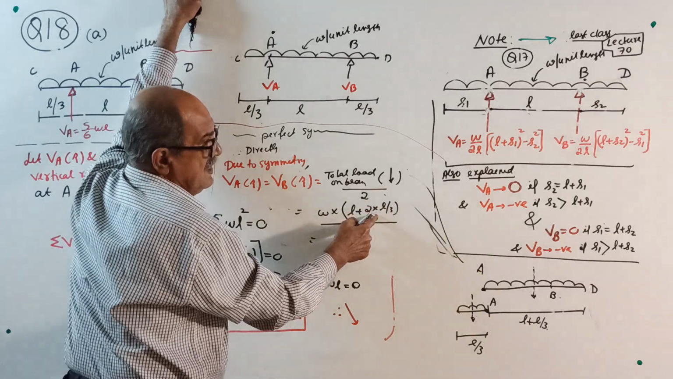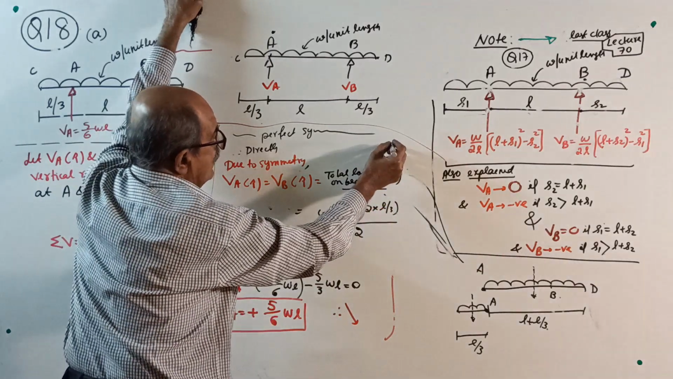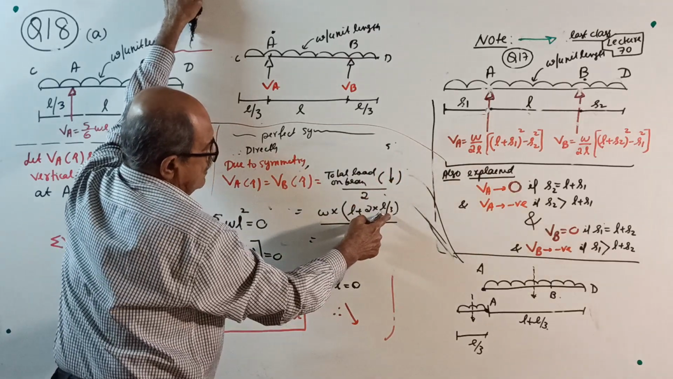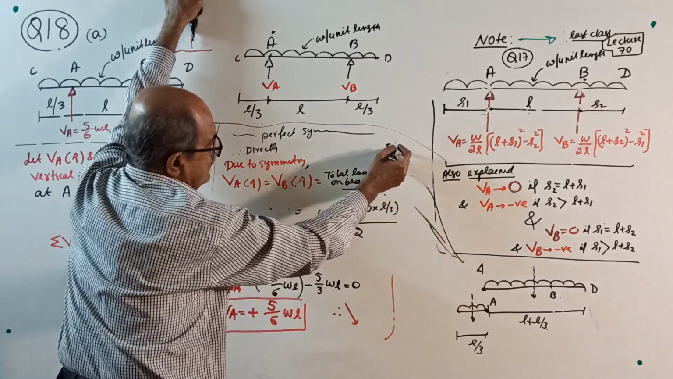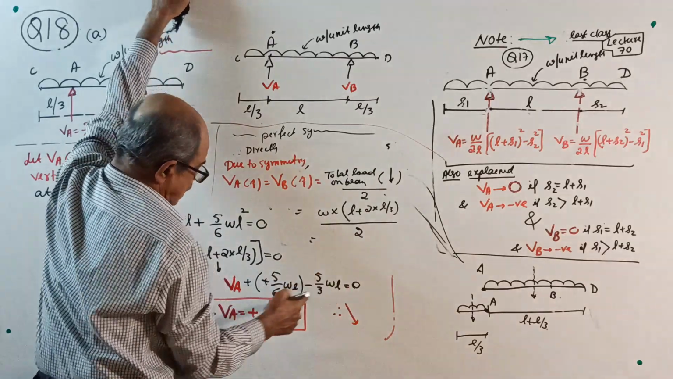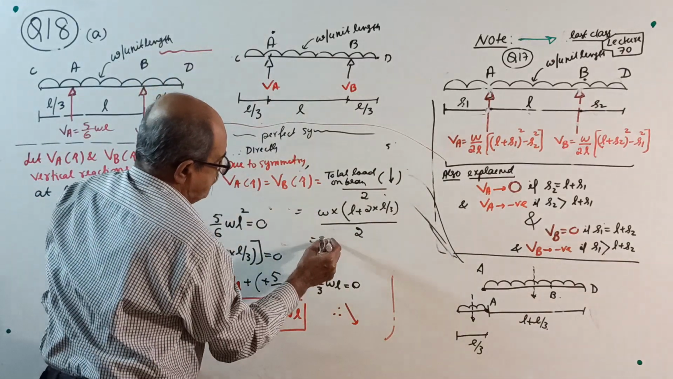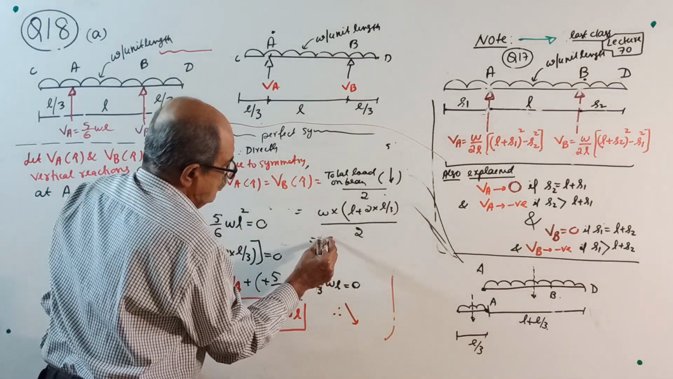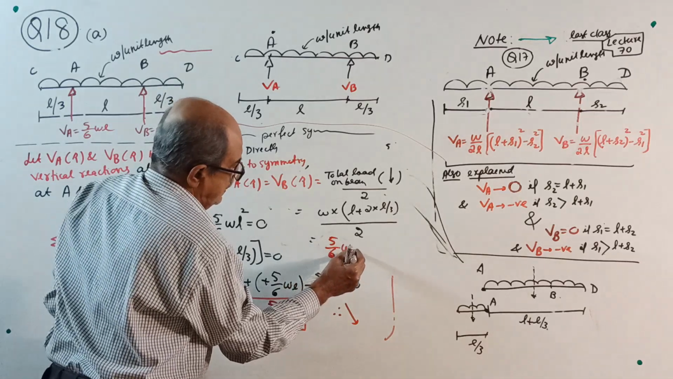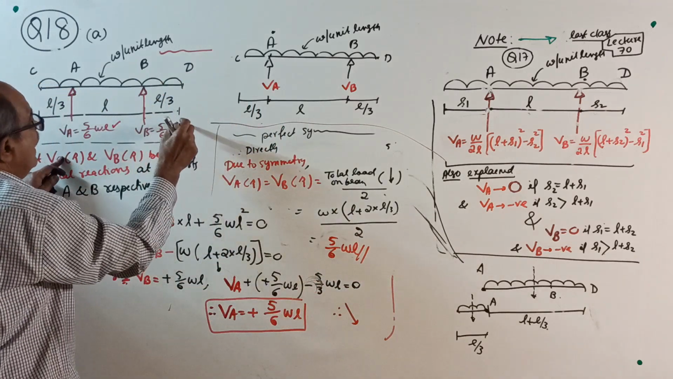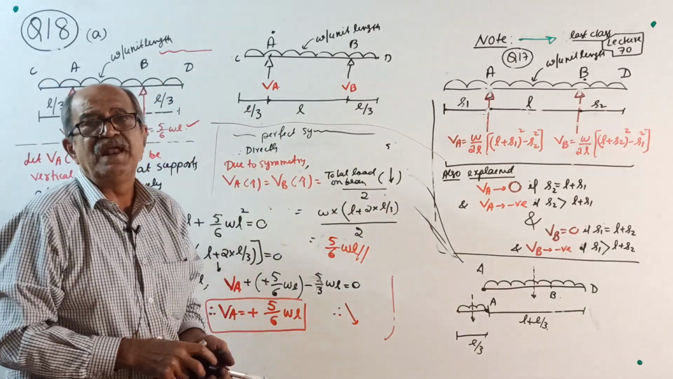5 by 3 divided by 2 is 5 by 6. Correct. Our answer is 5 by 6 W into L, there is no plus or minus here. Then, once again, enter the answer here and close. In one line you can get the answer.